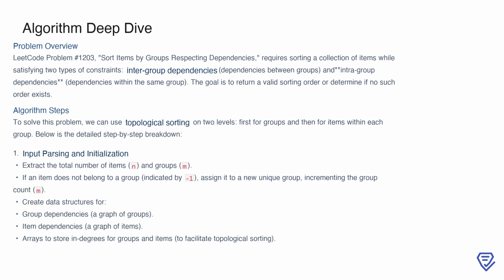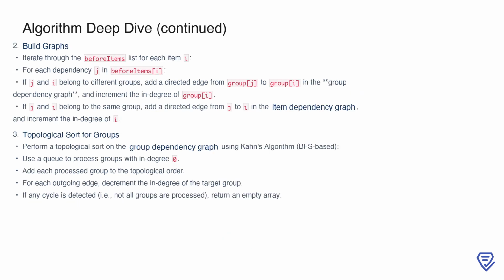Additionally, we create in-degree arrays to track incoming edges for both groups and individual items, which will help facilitate topological sorting later on. The next step is to build the dependency graphs. For each item, we check its dependencies listed in the before items array. If an item has a dependency that belongs to a different group, we add a directed edge from the dependent group to the item's group in the group dependency graph and increment the in-degree of the item's group.